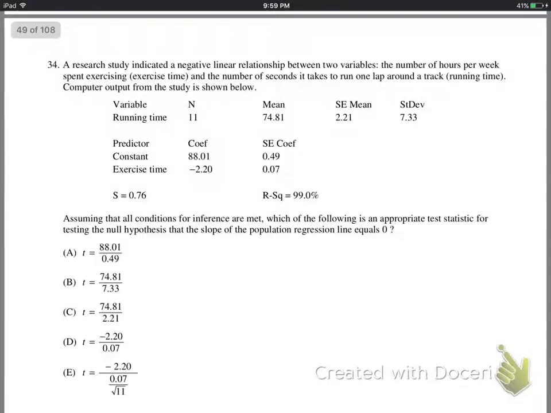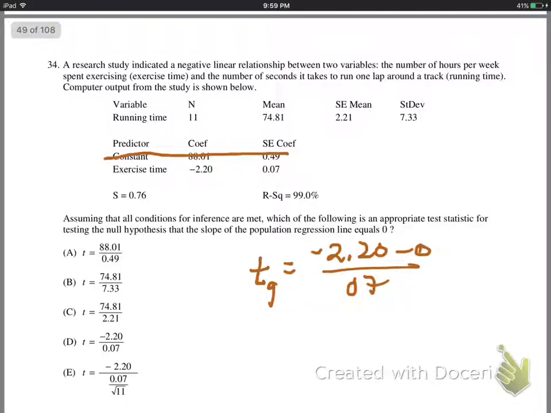Okay, so they want us here to find our t. So it's going to be t sub 9, because it's a linear regression, so we subtract 2. And remember, it's all about the slope. And we're not going to use the constant. That's the y-intercept. So it's going to be negative 2.20 minus 0 divided by 0.07. Oh, I don't have to do the math. It's right here. It's D. Okay?